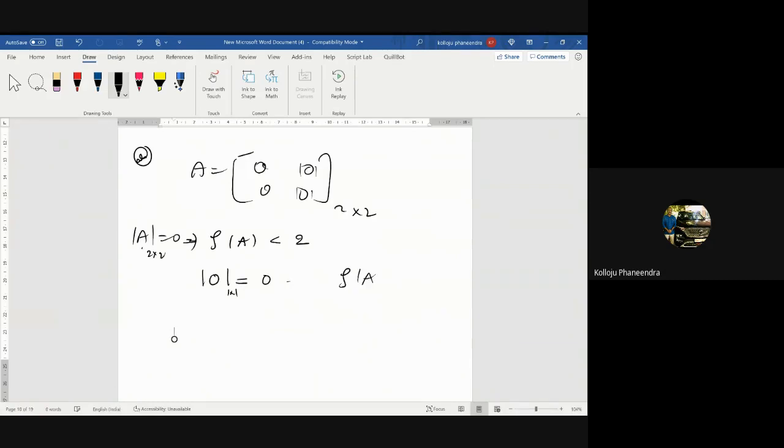Therefore, what is the rank of this one? All 0, less than 1. Less than 1 means what? Can it be 0? As you told before, 0 it can't be. Yes, exactly, sir.